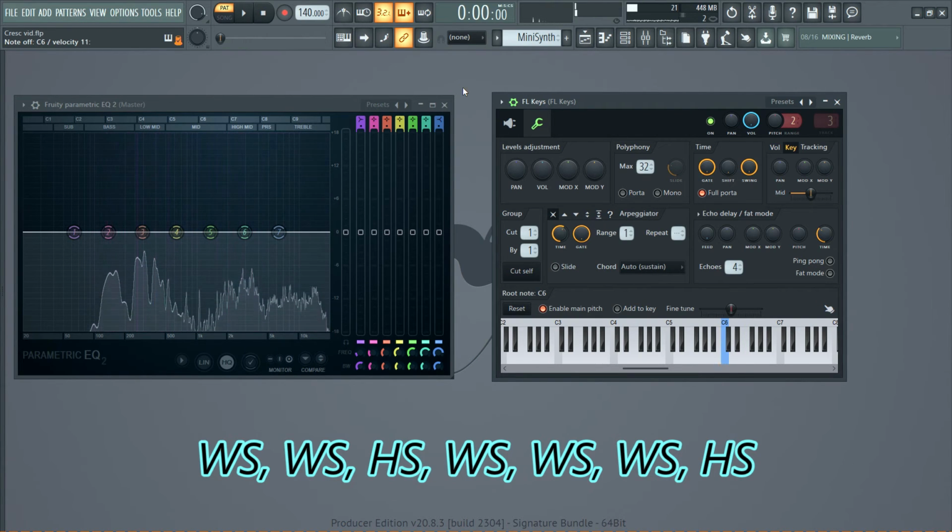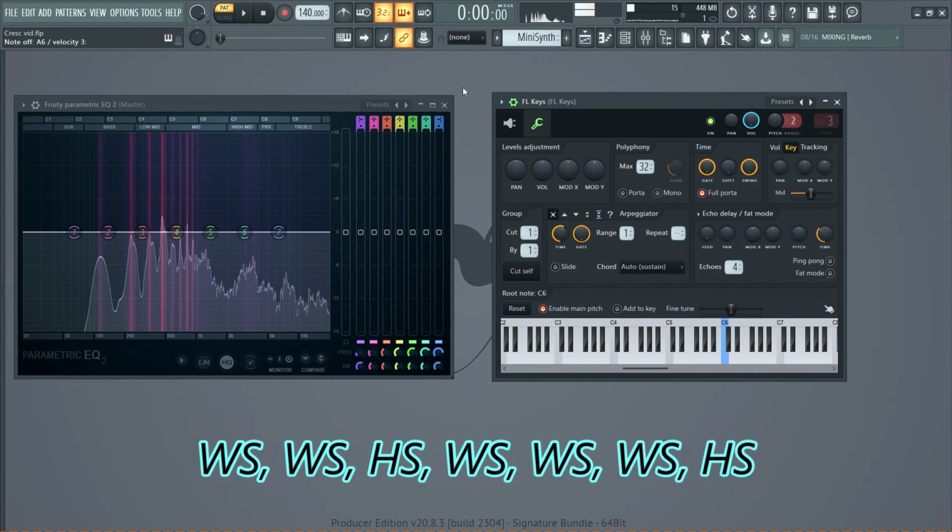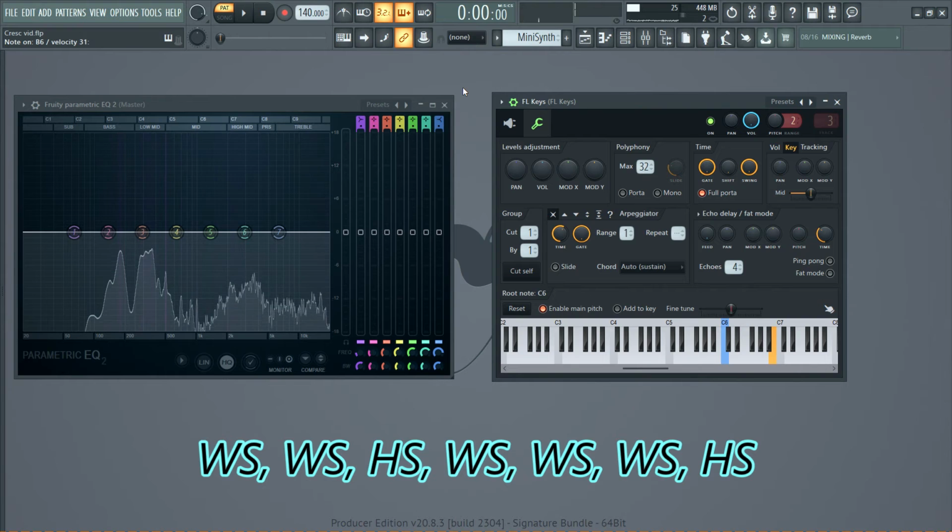So C, whole step D, whole step E, half step F. Then another whole step is going to lead you to G. Another whole step is going to lead you to A. Another whole step is going to lead you to B, and then the final half step will take you to C again.